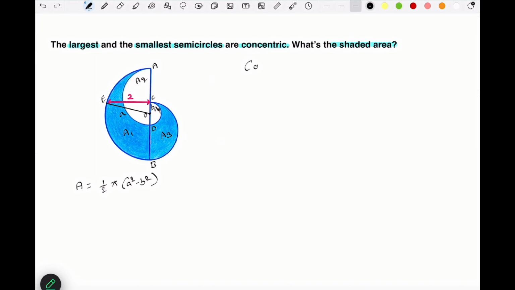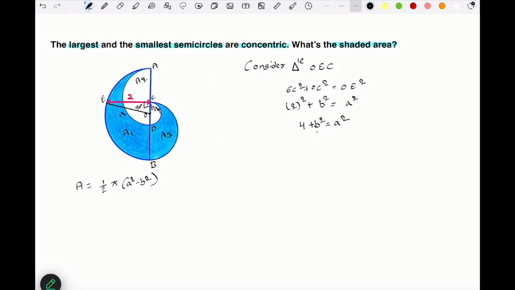Now consider the triangle OEC. The triangle OEC is a right angle triangle with right angle at C. As it is a right angle triangle, we can apply the Pythagoras theorem, right? Here the Pythagoras theorem is CE square plus OC square is equal to OE square. Here it is given EC is equal to 2. 2 square plus we considered OC as B, the radius of the smallest semicircle, which is equal to OE square. OE is the radius of the largest semicircle, which we are treating as A. It is equal to A square. So 4 plus B square is equal to A square.